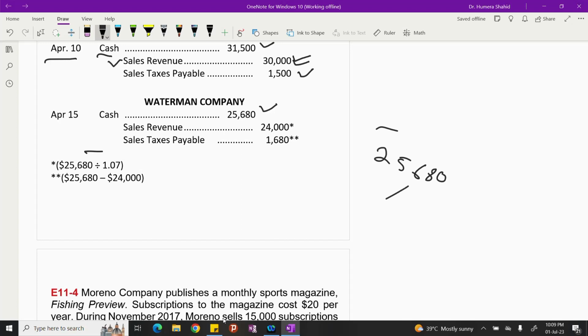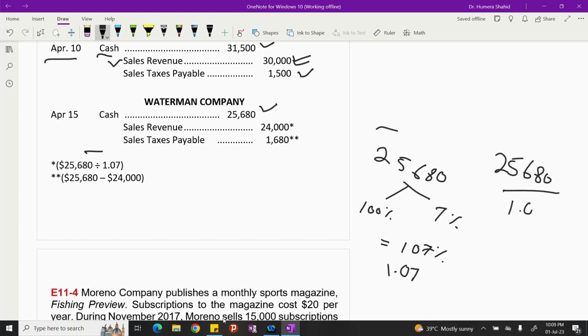25,680 is the total, 100% is the revenue in it, and 7% is the sales tax in it. So it has a total percentage of 107, or you can also say 1.07, right? So if I divide this amount, 25,680, with 1.07, I get my sales revenue. When I divide it, the amount comes up 24,000.